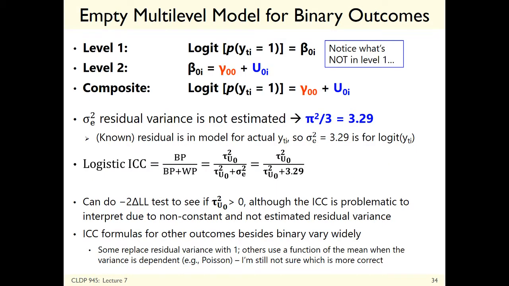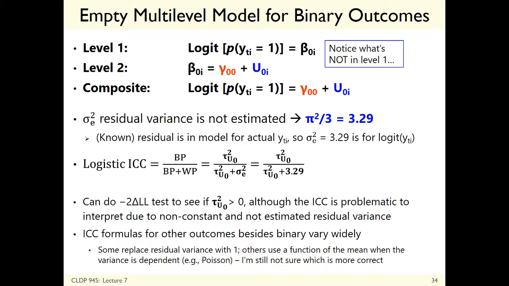So here's what an empty model would look like, say, for a binary outcome. I'm using the same notation. There are only two differences. Number one, I'm predicting the logit as the outcome rather than the original outcome so that I can use a linear model. Beta 0i is my placeholder. So let's say this is longitudinal data. What's normally in an empty model that is not there at level 1?